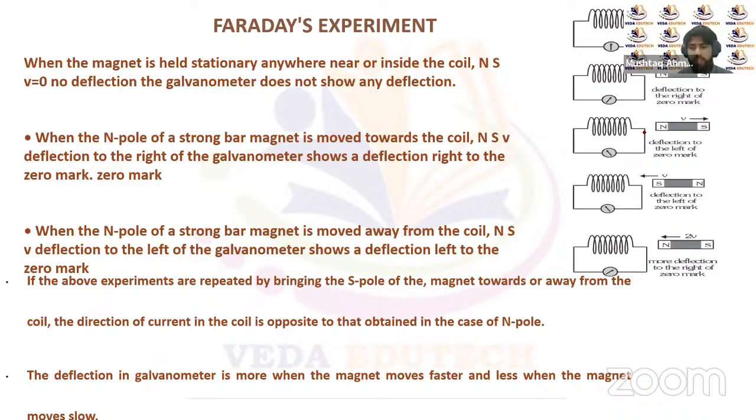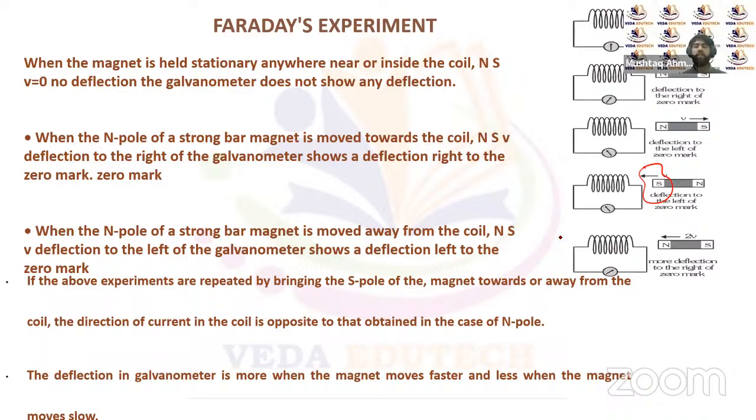In the same manner, all these experiments were repeated with the south pole as well. Now the south pole was moved towards this circuit, and this time the deflection was observed towards the left. Similarly, when the south pole is moved away from the circuit, the deflection was observed towards the right. So these were the observations.